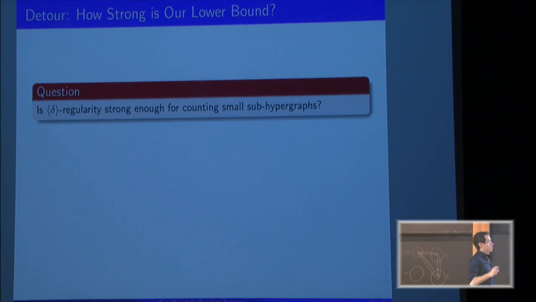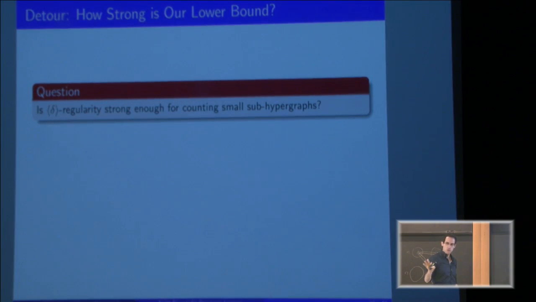Right. But actually there are two notions. There's delta regularity for a bipartite graph, and there's delta regularity of a partition. Now forget about the partition. I'm just talking about the quasi-randomness notion.